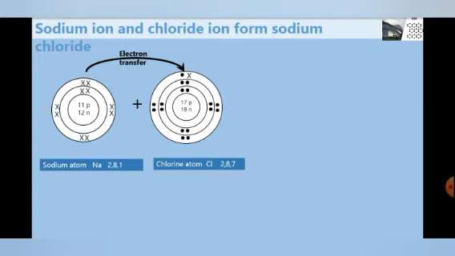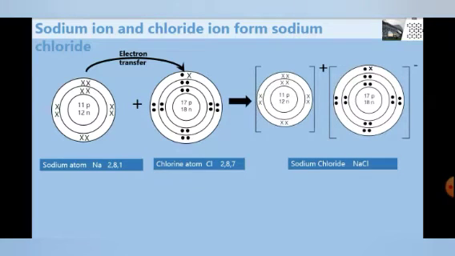Now you remember how to calculate the charges and write the resultant ions. So for this case, we'll write sodium chloride as follows. Notice that chlorine has gained 1 electron to form chloride ion that is negatively charged. Sodium lost 1 electron to chlorine to form an ion that is positively charged.